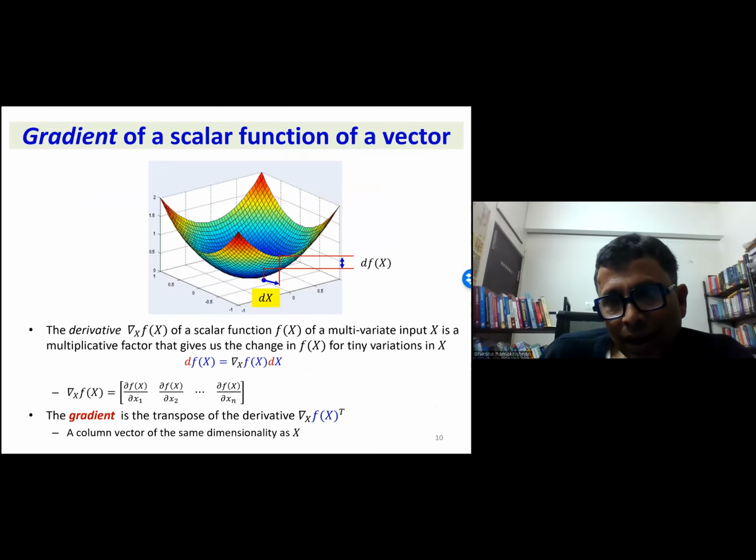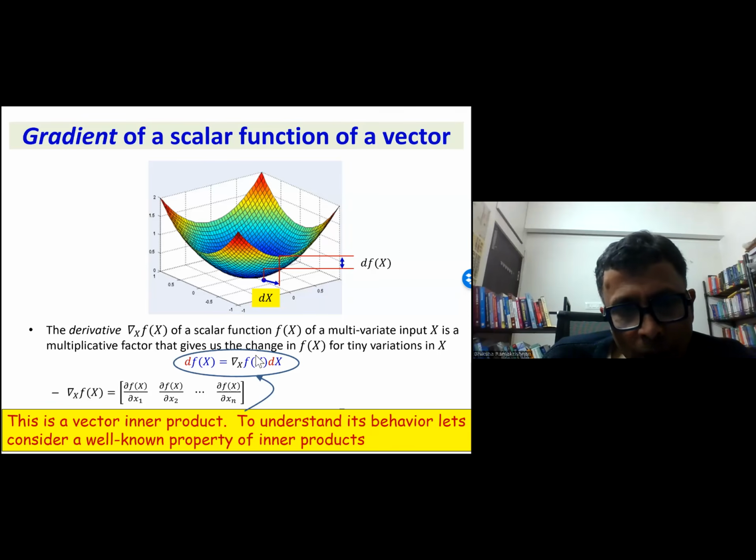Right. And Sage is correct. So here's how it is. For a small enough dx, I can write df of x is the derivative of f of x with respect to x times dx. This is the equation that we just wrote. Dx is a column vector. The derivative is a row vector. The gradient is the transpose of the derivative. Now, df is a dot product of two vectors, the derivative vector and dx.